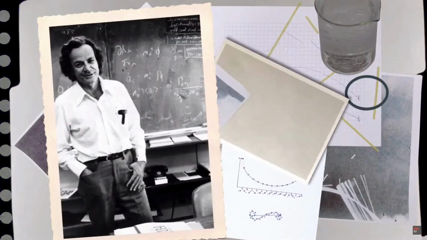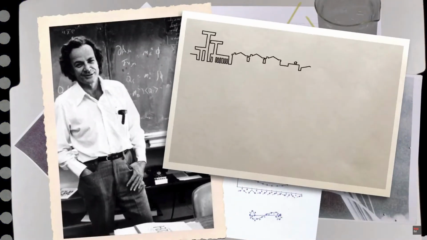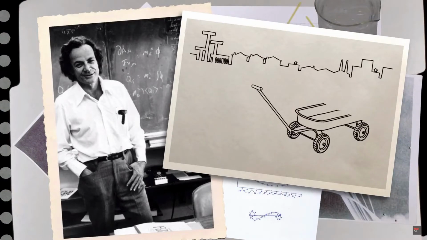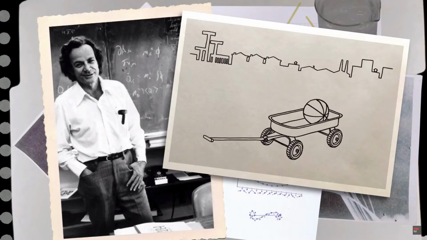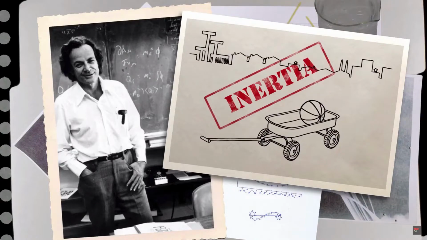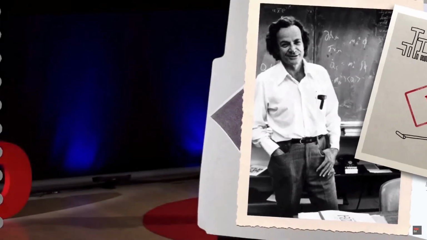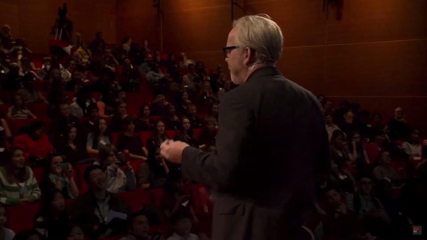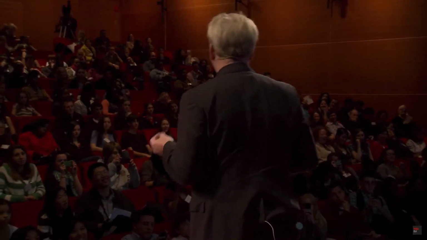When Richard Feynman was a young boy in Queens, he went for a walk with his dad and his wagon and a ball. And he noticed that when he pulled the wagon, the ball went to the back of the wagon. And he asked his dad, why does the ball go to the back of the wagon? And his dad said, that's inertia. He said, what's inertia? And his dad said, inertia is the name that scientists give to the phenomenon of the ball going to the back of the wagon. But in truth, nobody really knows.